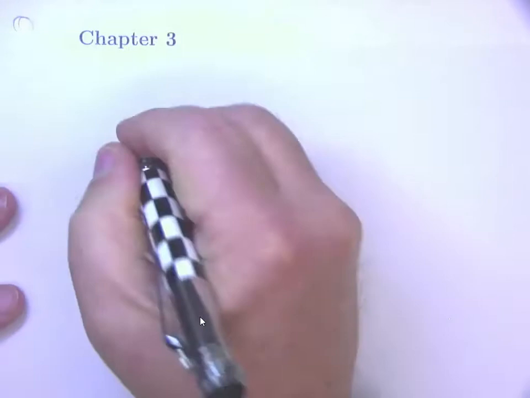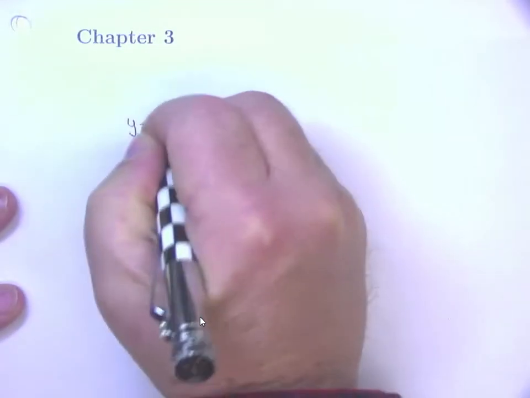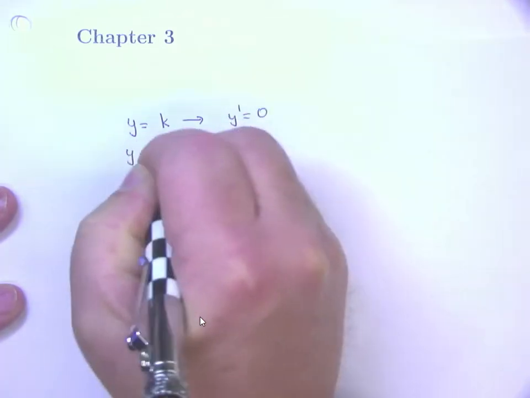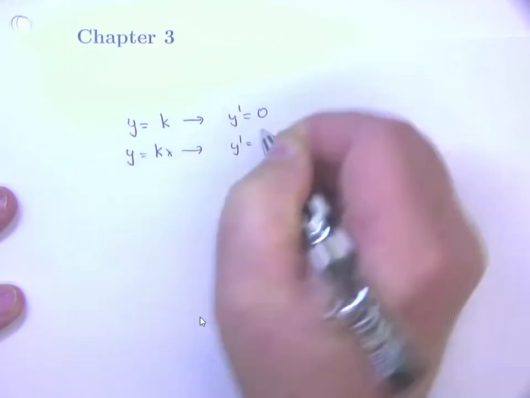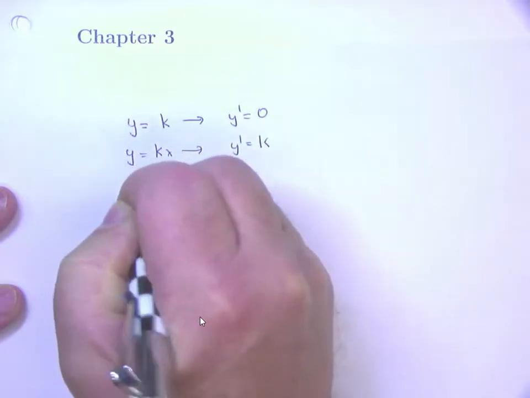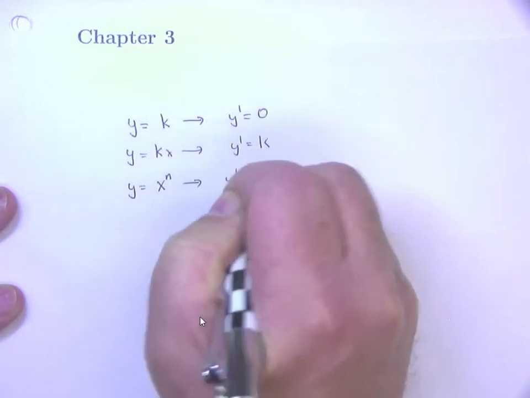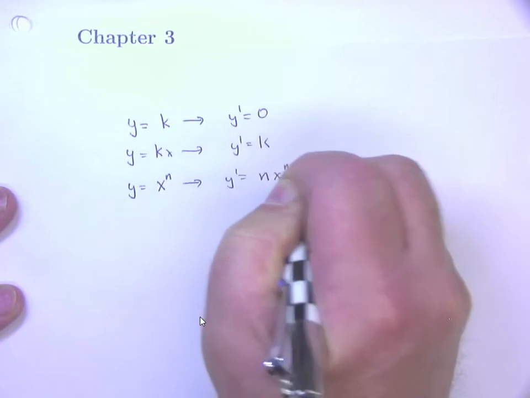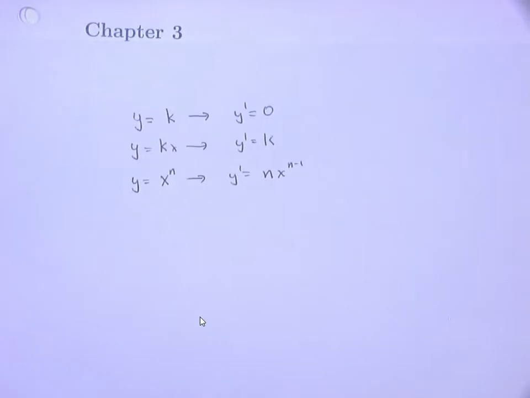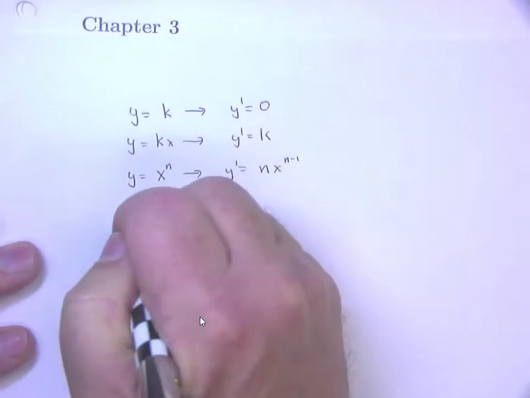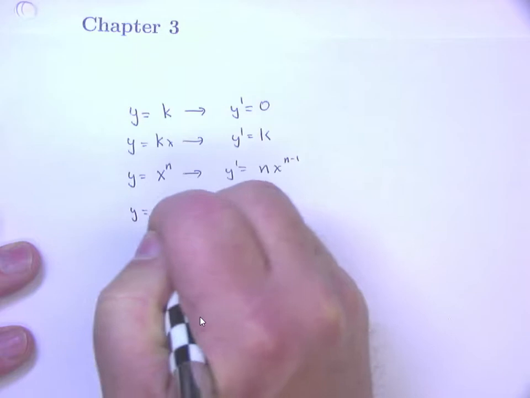The basic rules are, if y is equal to a constant, then y prime is equal to 0. If y equals a constant times x, y prime, the derivative, is just the constant. If y is equal to x to the n, the derivative is going to be n x to the n minus 1. You bring down the exponent, and then you subtract 1, and it doesn't matter what the power happens to be. Unless it's 0, x to the 0 is 1, and then you're back to the earlier rule.